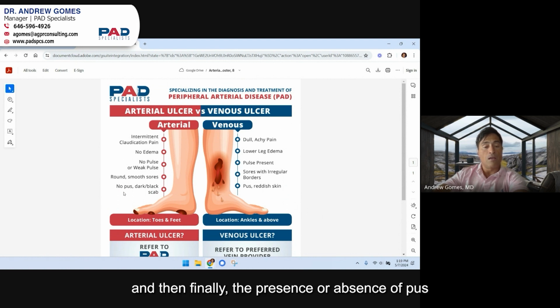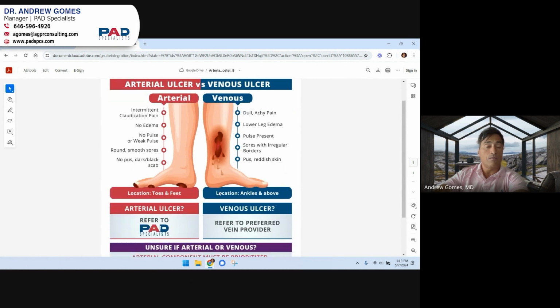And then finally, the presence or absence of pus and the sort of look and feel of that. With arterial, there generally isn't pus. They're usually dark and black, scab, ischemic tissue. With venous, there often is pus, and there's reddish skin, erythematous skin around there. So these are the general differences to discern arterial from venous ulcer.